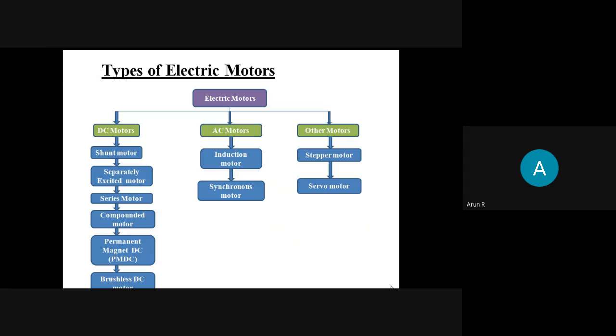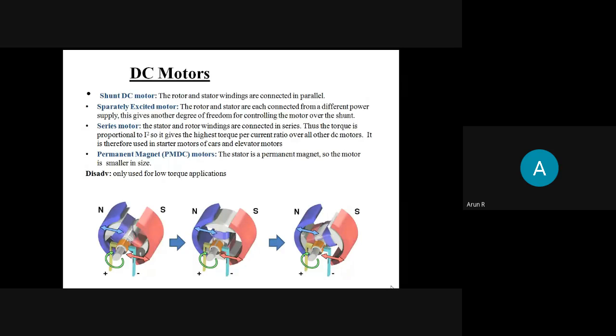Under the DC motor, in the shunt DC motor, the stator and rotor windings are in parallel. The connection of stator and rotor is in parallel. Whereas in the separately excited motor, the rotor and stator are connected to different power supplies, which gives another degree of freedom for controlling the motor over the shunt.